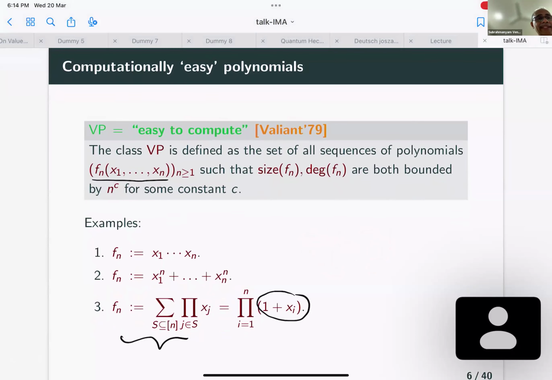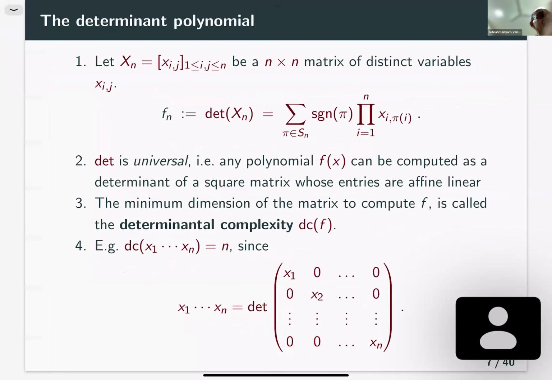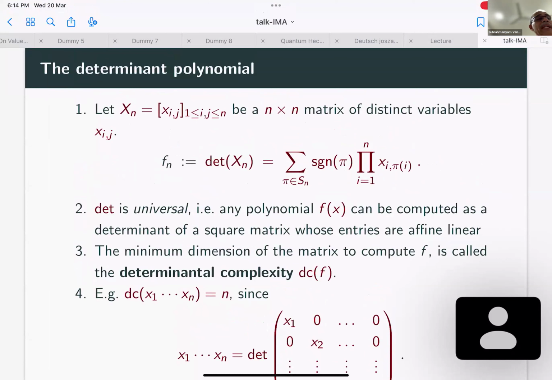Now an important polynomial which is of interest to everyone is the determinant polynomial. This is a polynomial on n squared variables of degree n. It turns out that the determinant is universal in the sense that any polynomial can be computed as the determinant of a square matrix, provided I allow what are called affine linear functions. You give me a polynomial, I will write down a square matrix whose entries are affine linear functions in the variables of the polynomial. When I take the determinant of that, I get the polynomial that you started with. So every polynomial can be computed. That is not difficult to see, but I'm not going to do that.